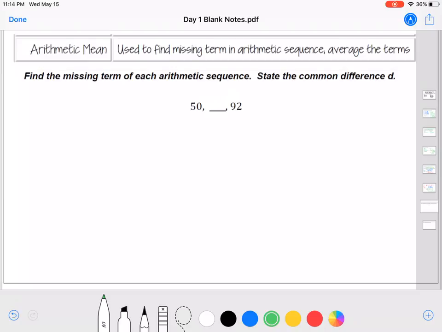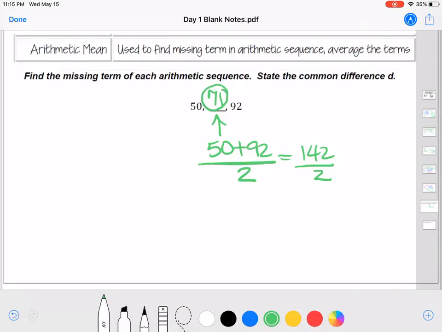All right. Arithmetic mean is used to find the missing term in an arithmetic sequence. So if you have an arithmetic sequence, when they're telling you there's a common difference, in order to get that middle term, they call it a mean because you're averaging. So you're just going to take 50 plus 92 and average that out. So that's going to end up being 142 divided by 2, which is 71, your missing term.